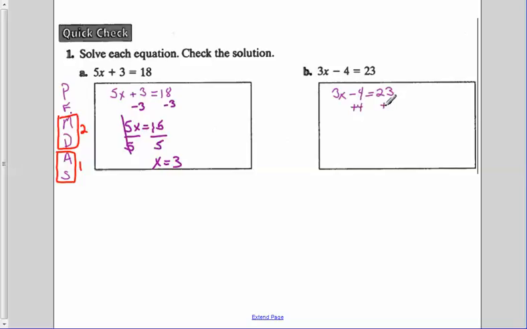And whatever I do to one side, I do to the other. That cancels my negative 4 out. So I have 3x equals 23 plus 4 is 27. I see multiplication, so I divide. 27 divided by 3. The 3's cancel out over here, isolating my variable, leaving x by itself. 27 divided by 3, I get 9.